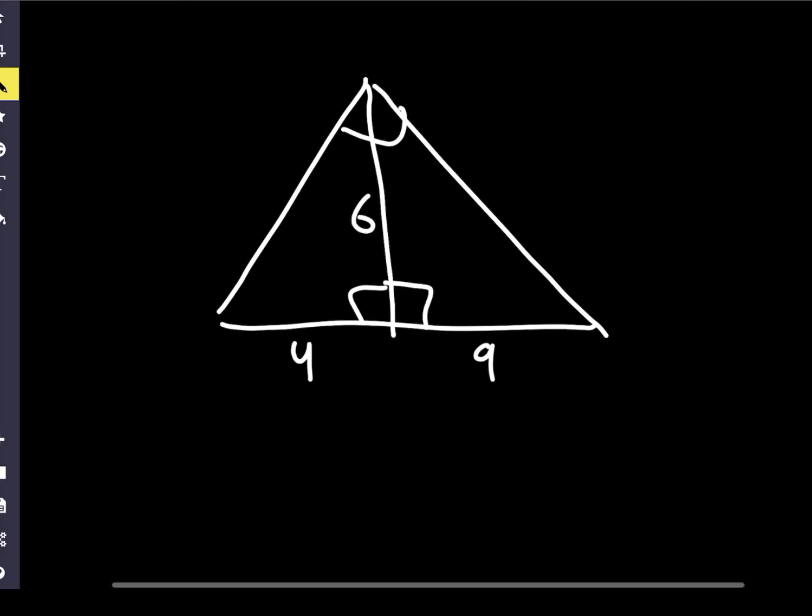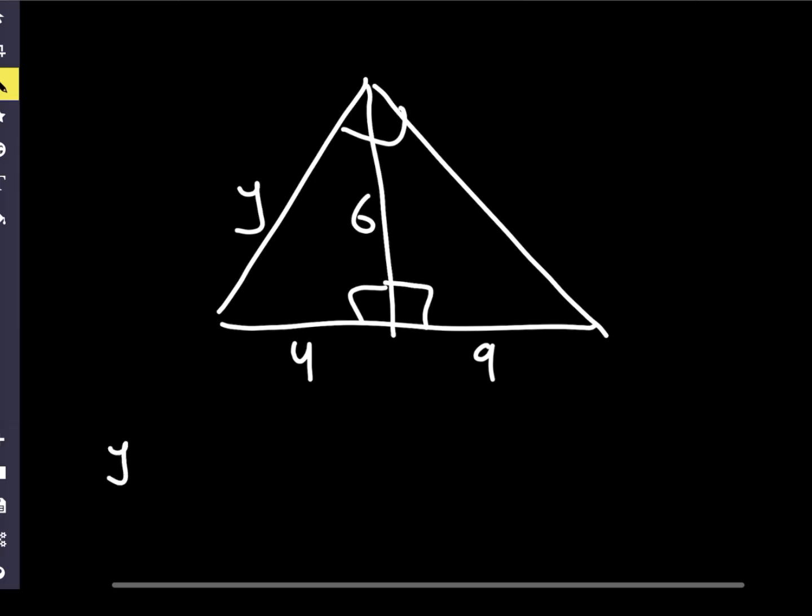Another important thing. The geometric mean of this whole side and its adjacent side is going to be equal to this side. So if we were trying to find the length of this side, obviously we can use the Pythagorean theorem, a squared plus b squared equals c squared. But in this case, we're going to use the geometric mean. This side, let's call it y.